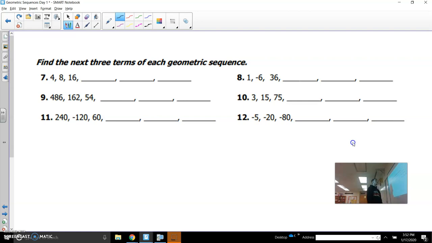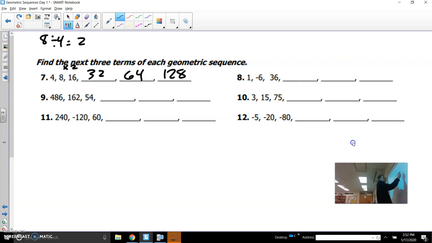So let's try a few where you're trying to find the next 3 numbers. I'm going to start by saying the second number divided by the first number. And that tells me that in number 7, everything is multiplying by 2. So 16 times 2, 32. 32 times 2, 64. 64 times 2, 128.